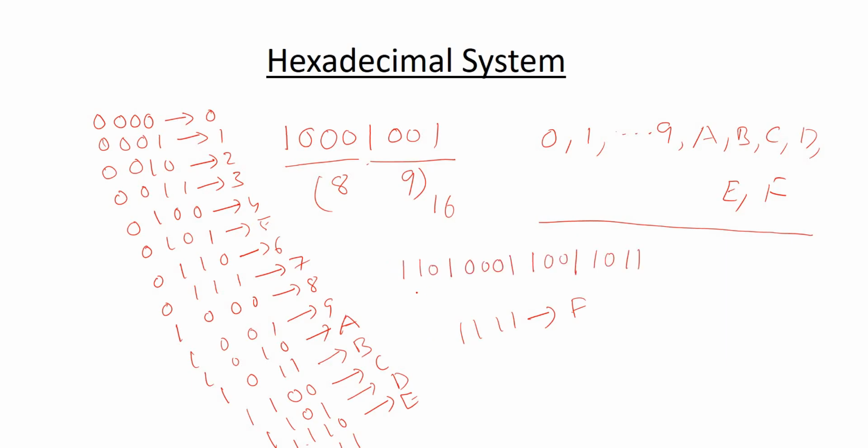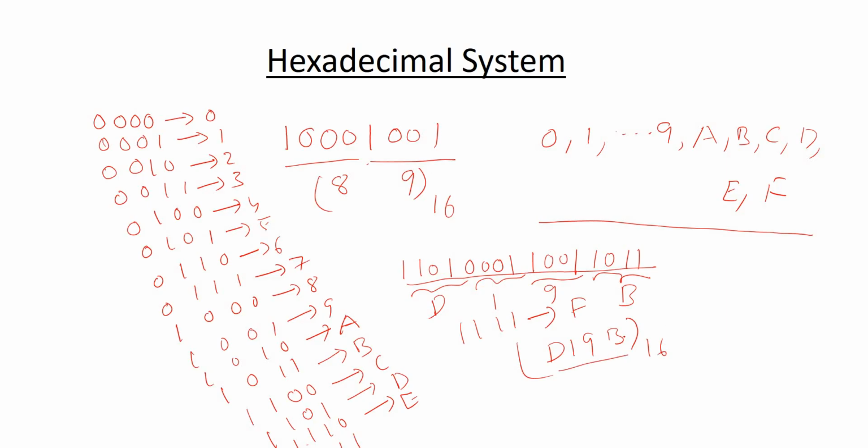For example, if we have this 12-digit binary number, then we can convert to hexadecimal by using the same process. So we have to divide each of the 4 bits as a group. So this is one group, and this is equivalent to B, and this is equivalent to 9, and this is 1, and this is D. So that means D19B in hexadecimal. So this binary is equivalent to D19B in hexadecimal.